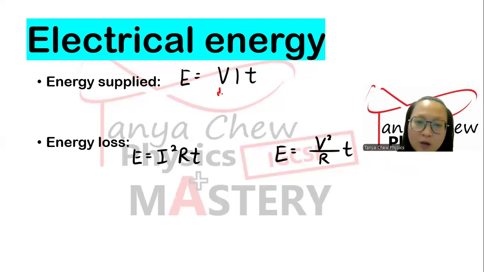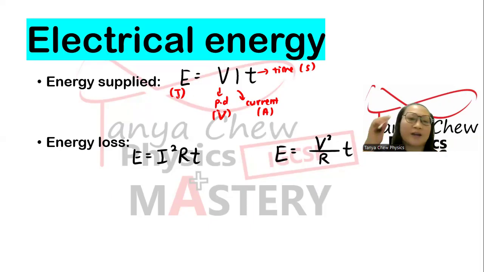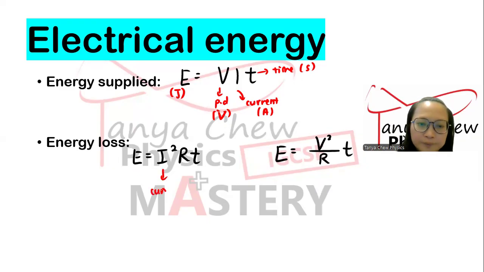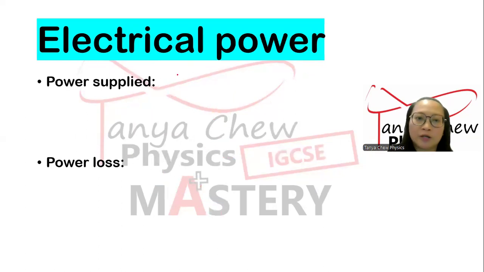E represents energy, V represents PD, I represents current, T represents time. Time must be in seconds, current in ampere, PD in volt. Energy must be in joules. Remember, all kinds of energies are measured in joules, right? I is current. R represents resistance, must be in ohm. Time, second. Just memorize these equations. They are not being given.